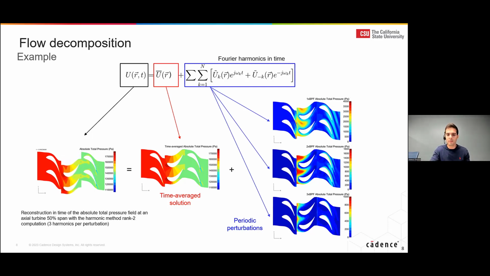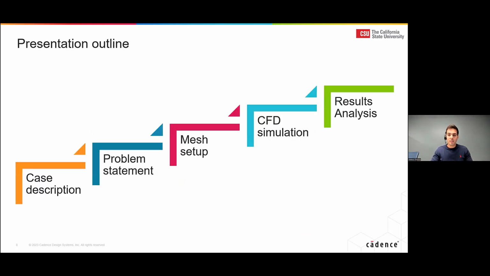Now, given this brief theoretical background here, I'm going to try to show one real example for an MAV, starting from a case description, and then the problem we're trying to solve, the mesh setup, which is the discretization in space, the computational fluid dynamics simulation, and the results analysis, what we can take away from this type of simulation.